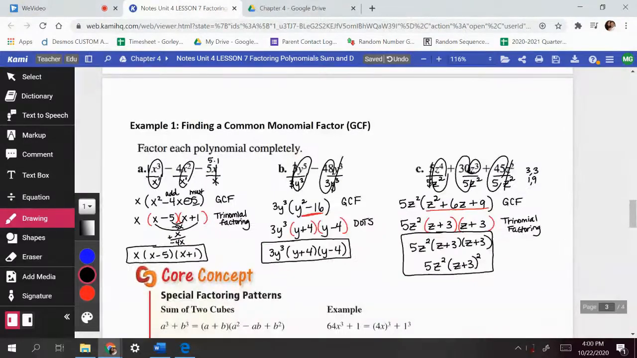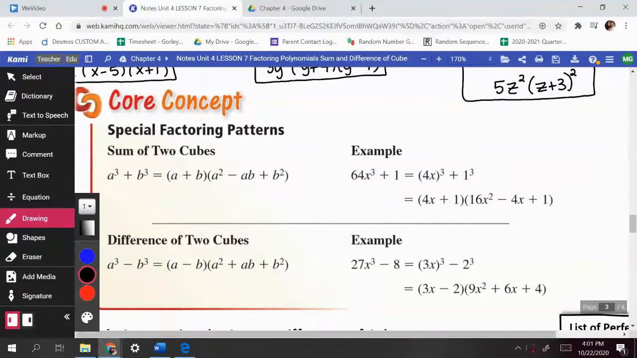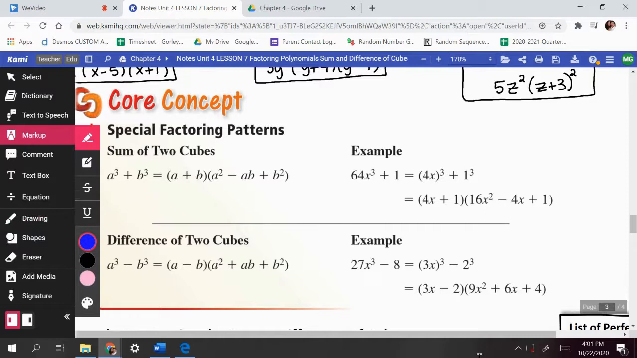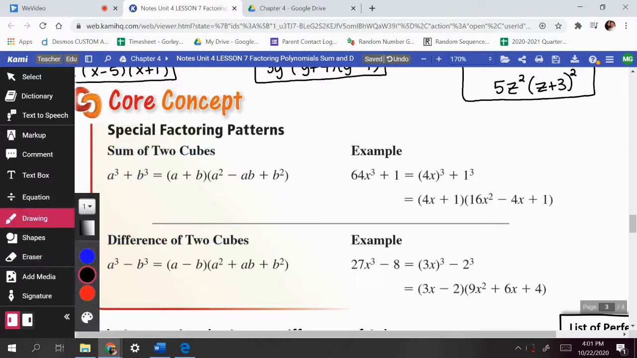What do we have next? Special factoring patterns. So we've got our sum of 2 cubes and difference of 2 cubes. Sum of cubes, we'll see a cubed plus b cubed. Difference of 2 cubes, you'll see a cubed minus b cubed. It literally just depends on if we see a plus sign or a minus sign.